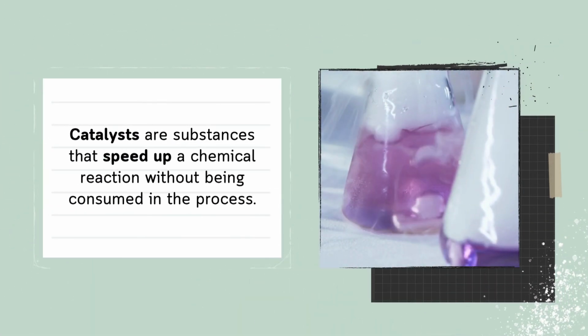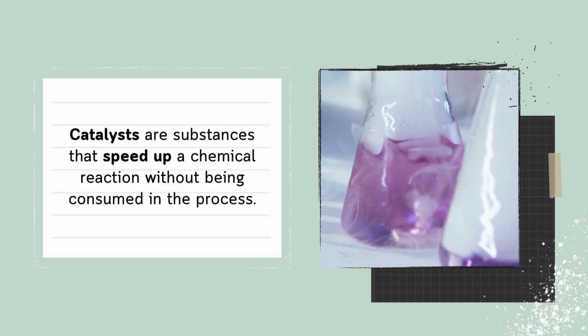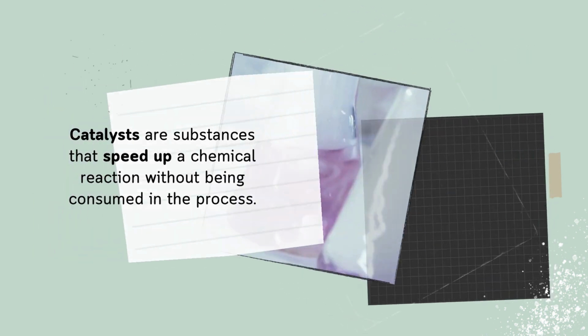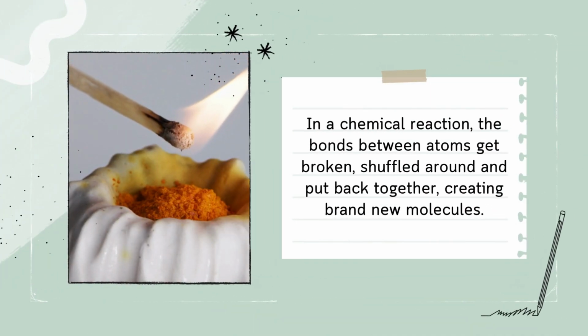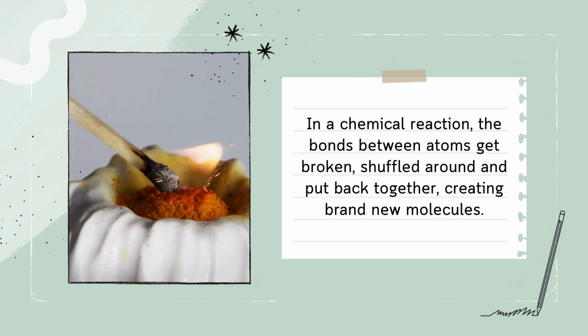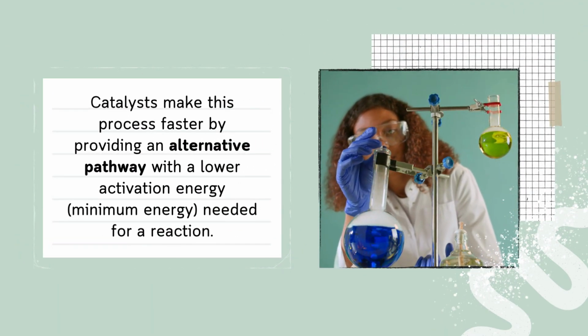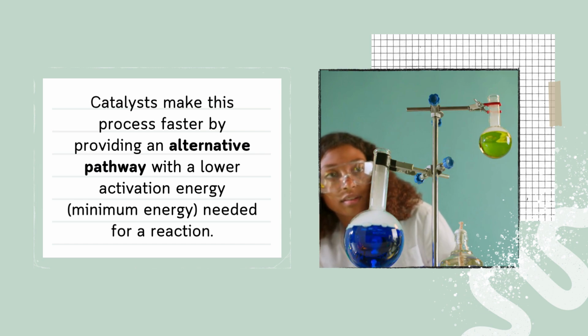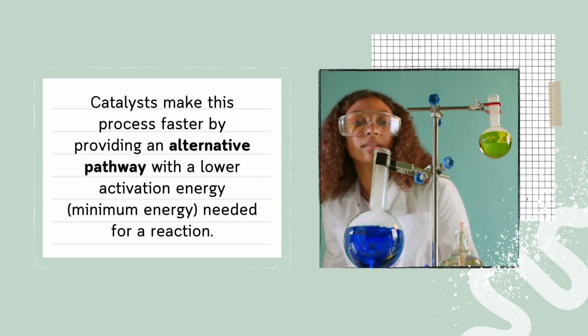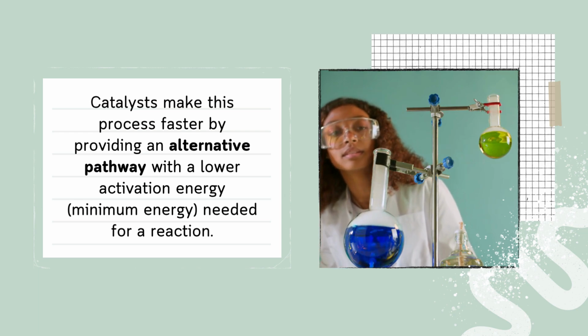Let's find out. Catalysts are substances that speed up a chemical reaction without being consumed in the process. In a chemical reaction, the bonds between atoms get broken, shuffled around, and put back together, creating brand new molecules. A catalyst is a substance that increases the rate of a chemical reaction without itself being permanently consumed. Catalysts make this process faster by providing an alternative pathway with a lower activation energy needed for a reaction.